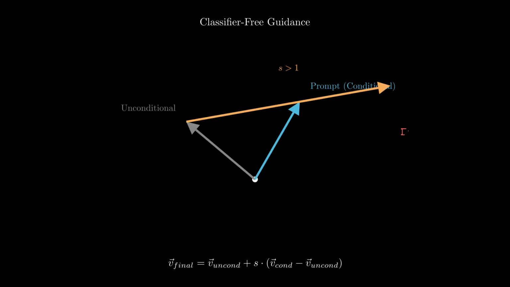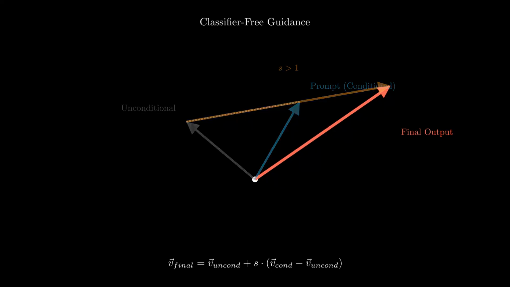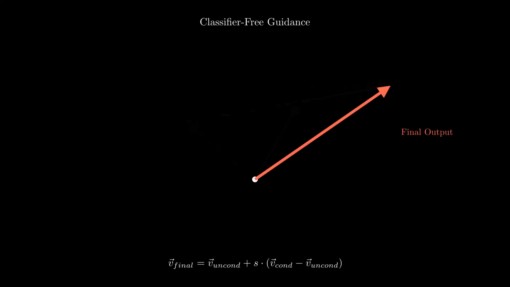The final step, shown in red, is the vector sum. By adding this amplified difference back to the start, we get a new direction that adheres to your text much more strongly than the model could have achieved on its own. This is why high guidance values make images follow prompts closely, but can burn the image if pushed too far. The vector pushes too deep into extremes.